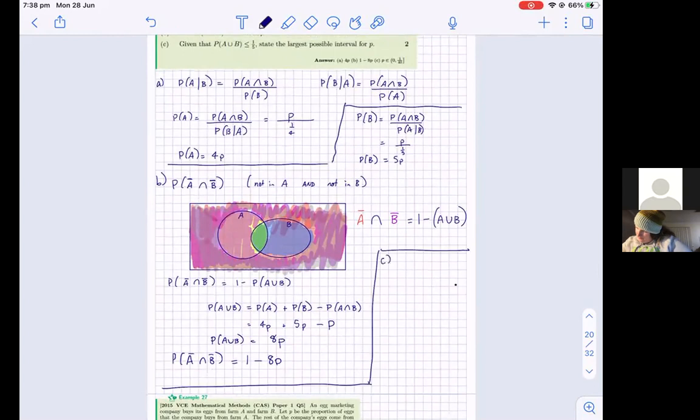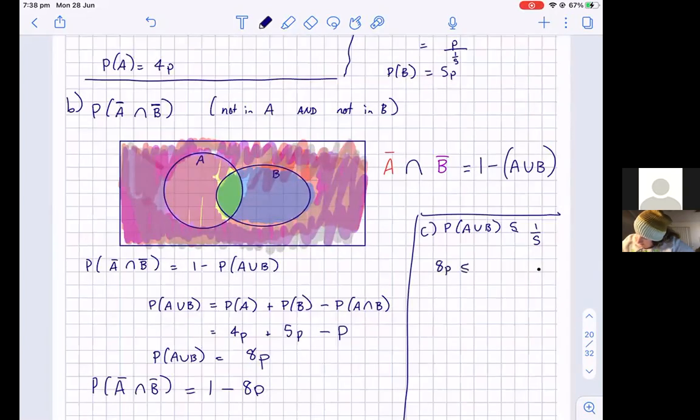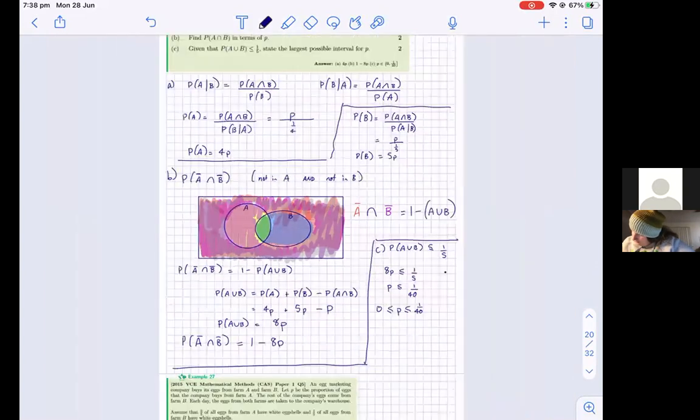And for question C, given that A union B, so probably being in either, is less than or equal to 1/5, state the largest possible interval for P. So we know 8p is less than or equal to 1/5. So we know P is less than or equal to 1/40. So P has to be between 0 and 1/40th. Yep, which is what they got.